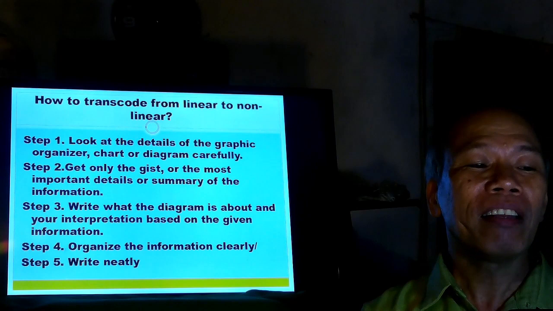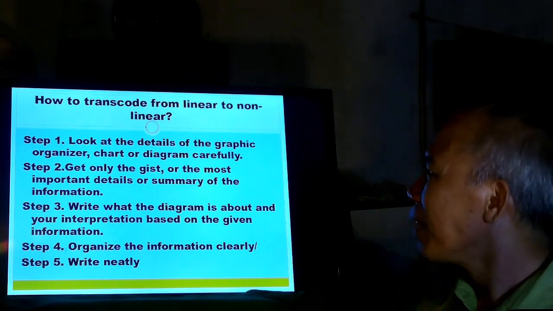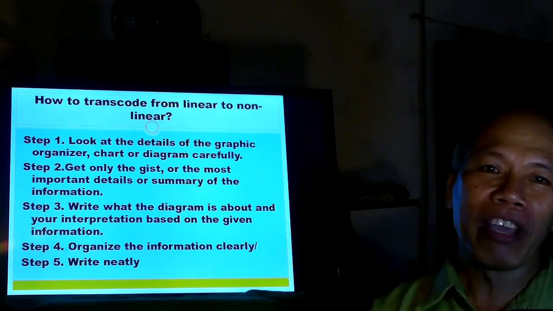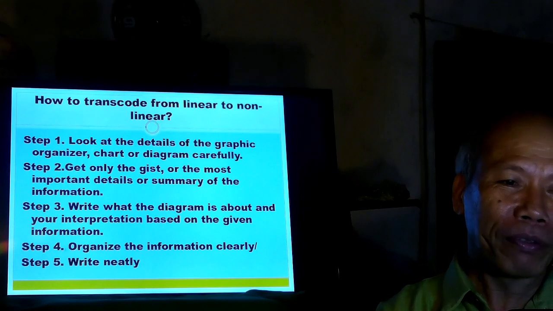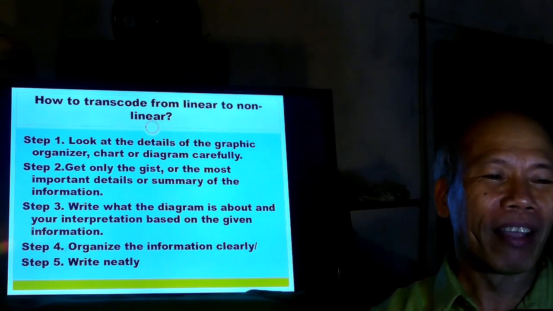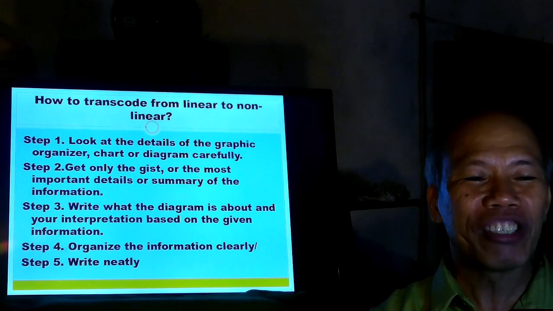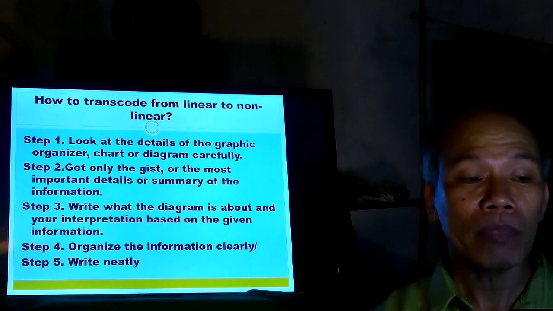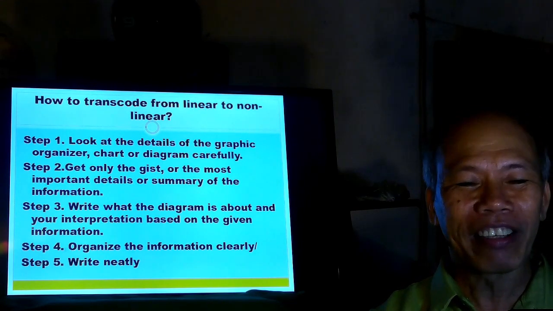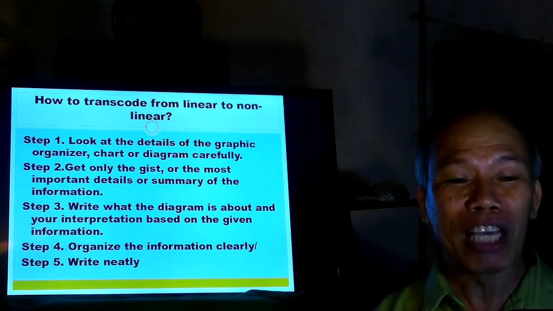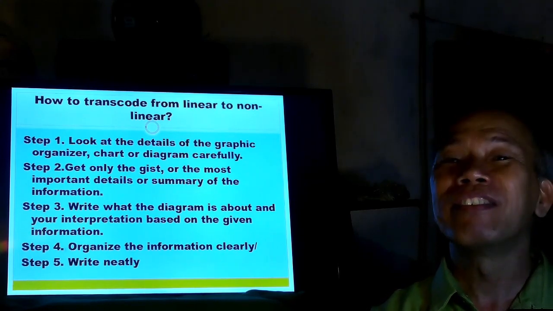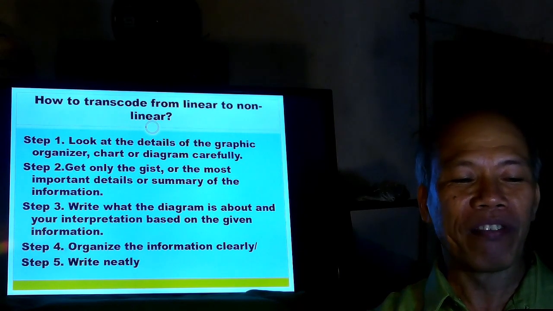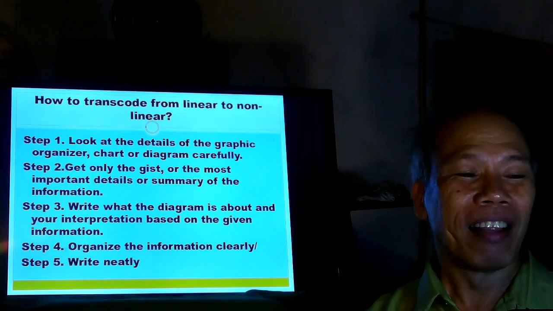Now to transcode again, we have the steps. Number 1, look at the details of the graphic organizer, chart, or diagram carefully. Be careful, read thoroughly. Step 2, get only the gist or the most important details or summary of the information. Number 3, write what the diagram is about and your interpretation based on the given information. Step 4, organize the information clearly. Step 5, write neatly.